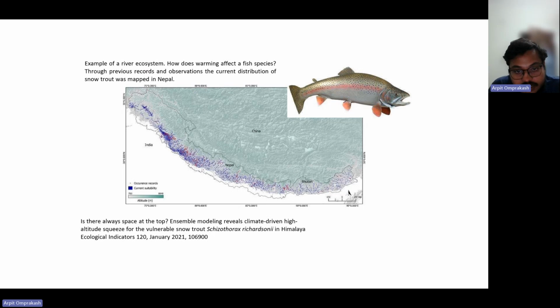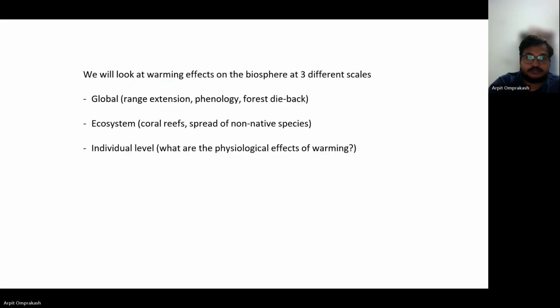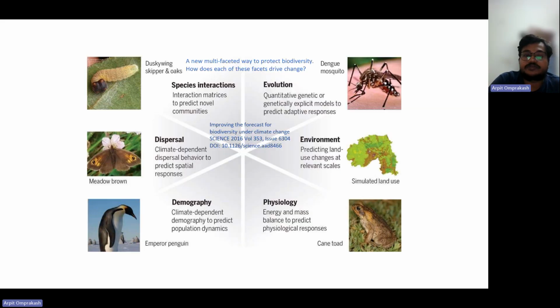So what they're seeing is the dots are where they occur. The blue ones are where they're currently suitable, right? And we see that there are places where they used to occur, but they are no longer currently suitable because of warming. Right. So we looked at all these three different kinds of effects of warming on the biosphere at three different scales, which is the global, the ecosystem, and the individual level.